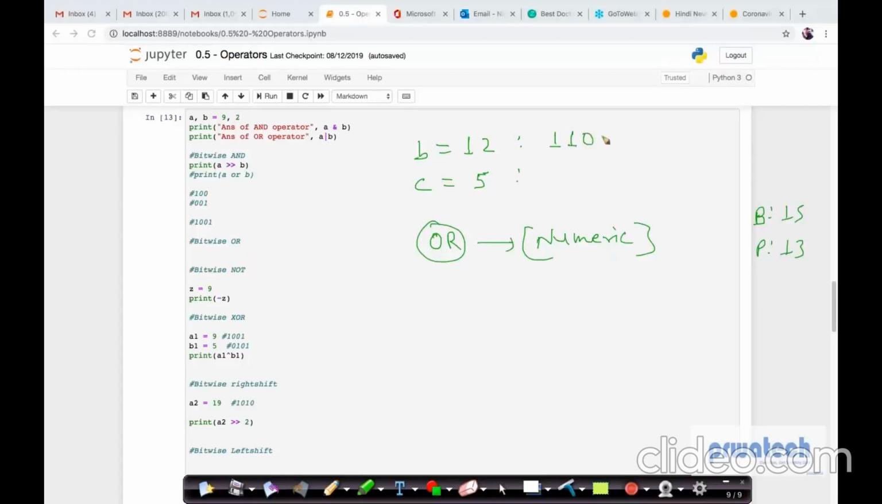1, 1, 0, 0. And for C, 5 is 2 to the power 2 plus 2 to the power 0. So 1, 0, 1, 1. And the answer is 2 to the power 3 plus 2 to the power 2. The answer is 13. To the power 3, 8. To the power 2, 4. To the power 0.